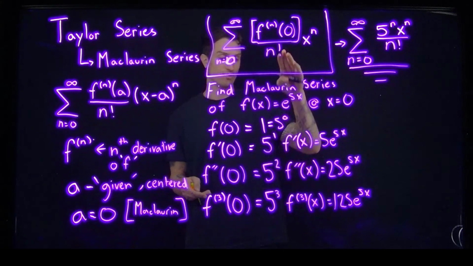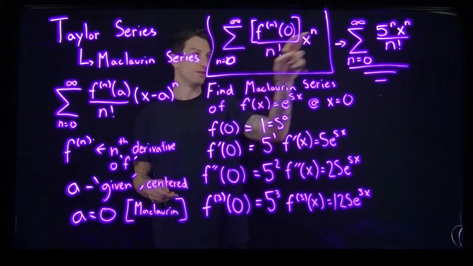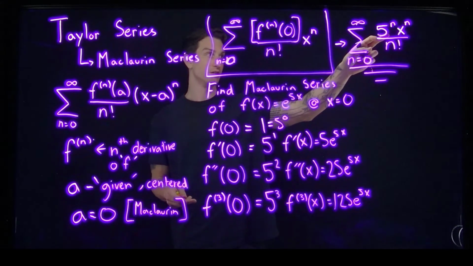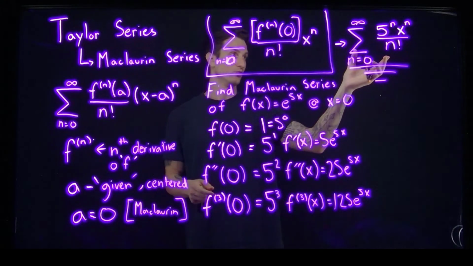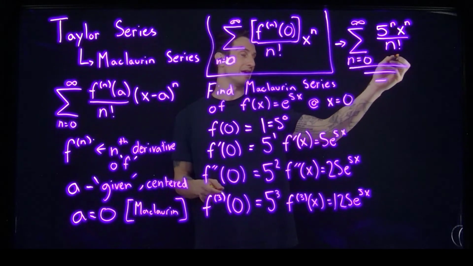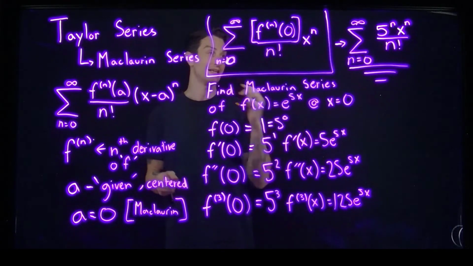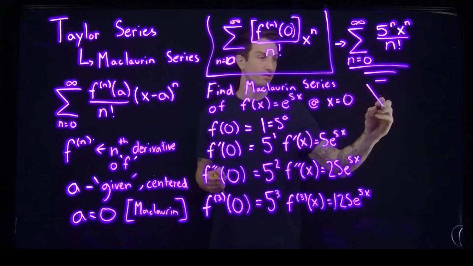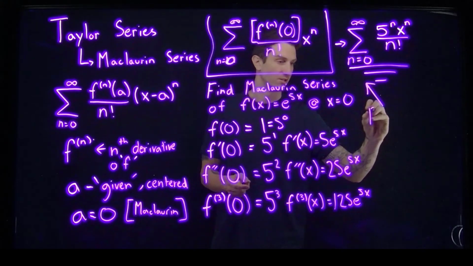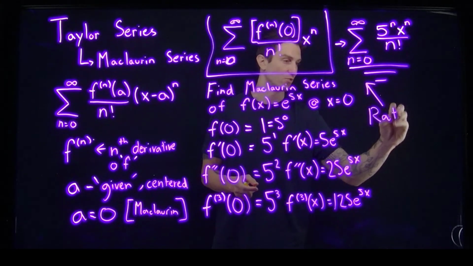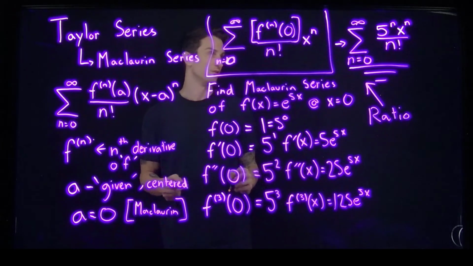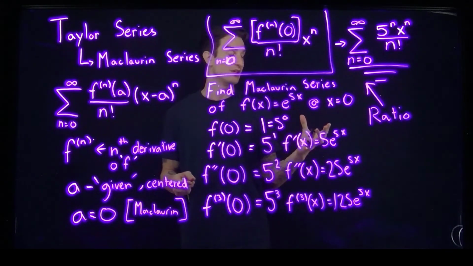But, right, we found our pattern for our nth derivative. It's just 5 raised to the n, right? Now, what are we going to have to do? What did I say? Anytime we have a factorial, what kind of test are we going to have to do? You are correct. You all guessed it. The ratio test, right? Because now it's going to want the interval of convergence and the radius of convergence.